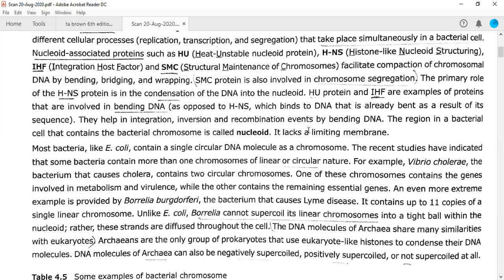So we had discussed this, that this membrane is not present in the bacteria.